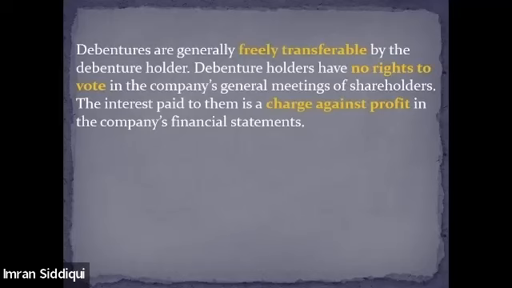For example, if I bought the debentures of XYZ Limited, investing 10,000, then I can sell these debentures to some other person. If I wanted to transfer them to Halima, Mariam, or Abin, I can easily transfer these debentures. That means a debenture holder may transfer debentures to some other person also. And debenture holders have no right to vote in the company. The interest paid to them is a charge against profit.